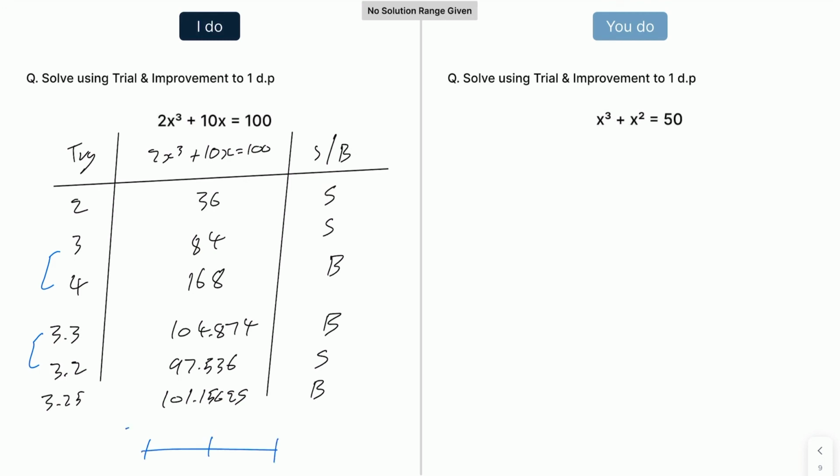So we have 3.2, 3.25, and 3.3. So 3.3 is big, 3.2 is small, and this is big. So my answer to 1 decimal place is within this range here. So that is going to be 3.2 is my answer. Again, press pause and have a go at this. When you're ready, press play for the answers.